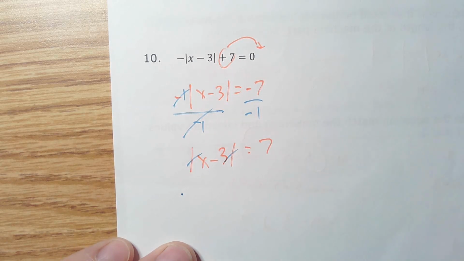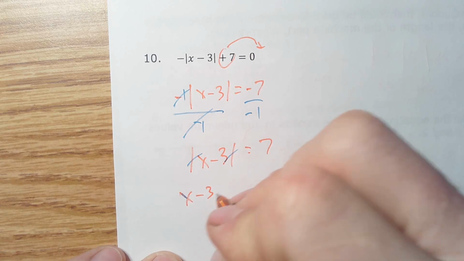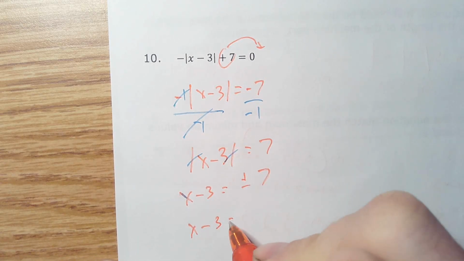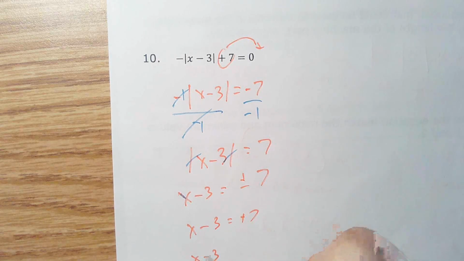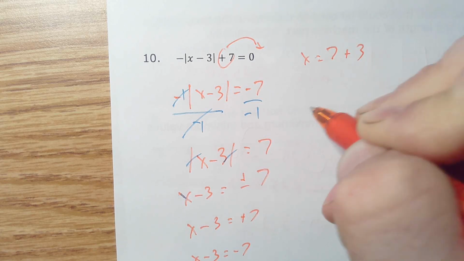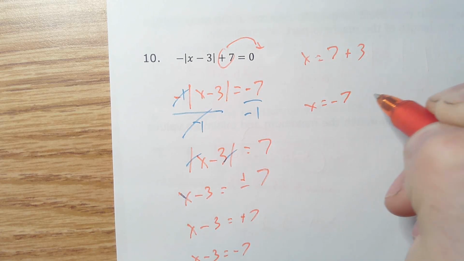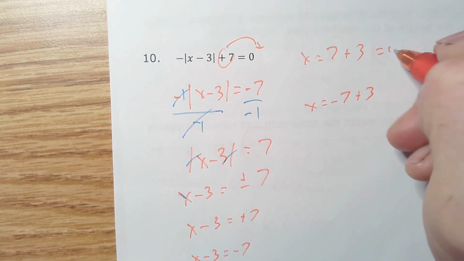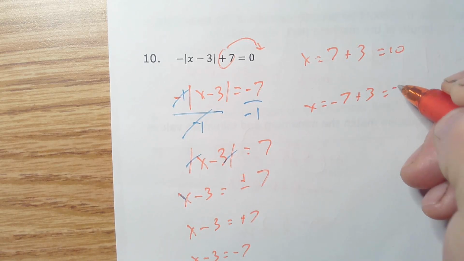Now clear the absolute value bars by saying x minus 3 equals plus or minus 7. So x minus 3 equals positive 7, x minus 3 equals negative 7. So x equals 7 plus 3, and x equals negative 7 plus 3. So that's going to be equal to 10 and negative 4.